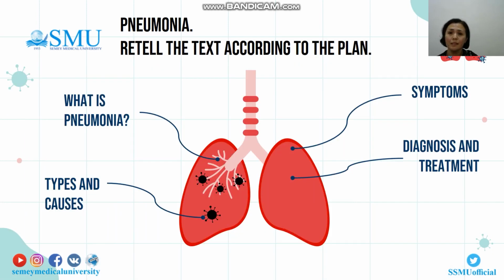And the last task, it will be your home task. Retell the text according to the plan. The first is, what is pneumonia? The second, types and causes. The third is, symptoms. And the last is, how pneumonia can be diagnosed and treated.